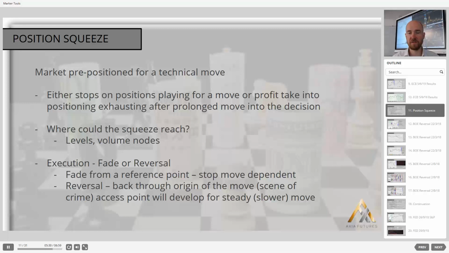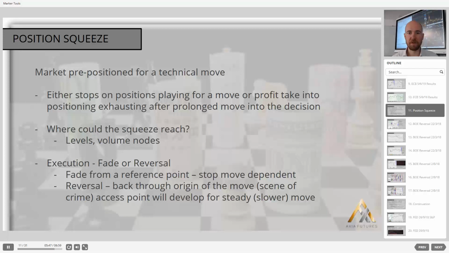The alternative to this, and the perhaps slightly safer route, is to go for the reversal trade. Once the squeeze has happened, you're then using that information, that inability of the market to keep a move going in one direction, as your reason to play the reversal.